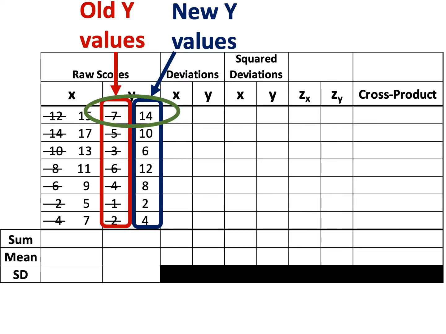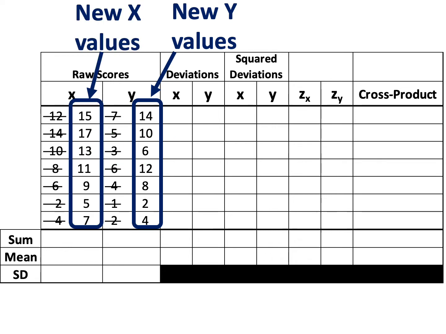For example, I multiplied the old y score of 7 by 2 and got the new y score of 14. I multiplied the old y of 5 by 2 and got the new y of 10. I multiplied 3 by 2 and got 6, and so on.